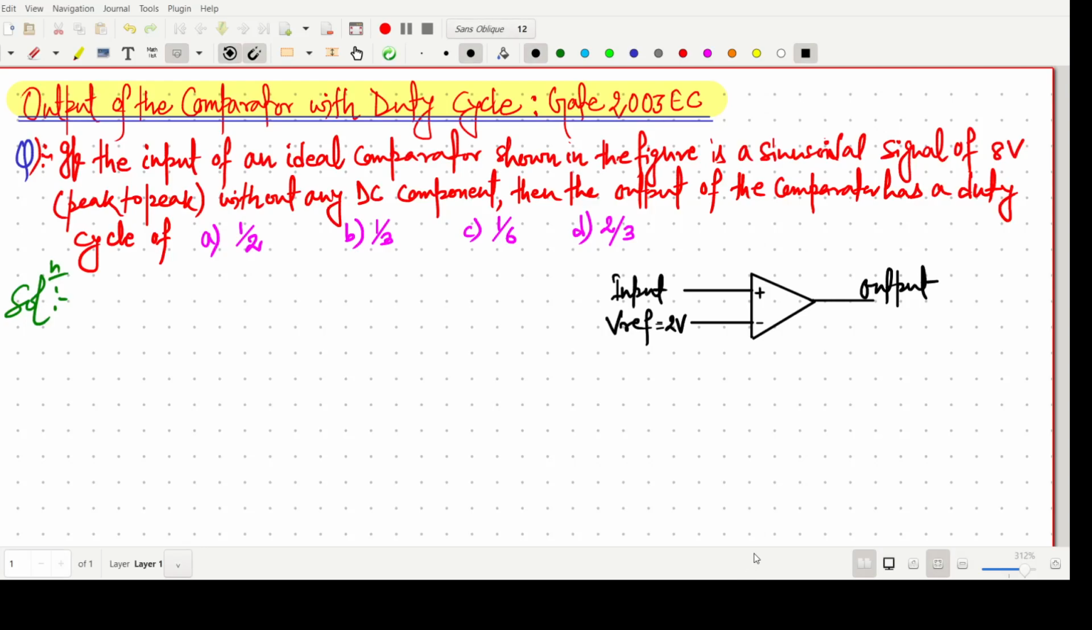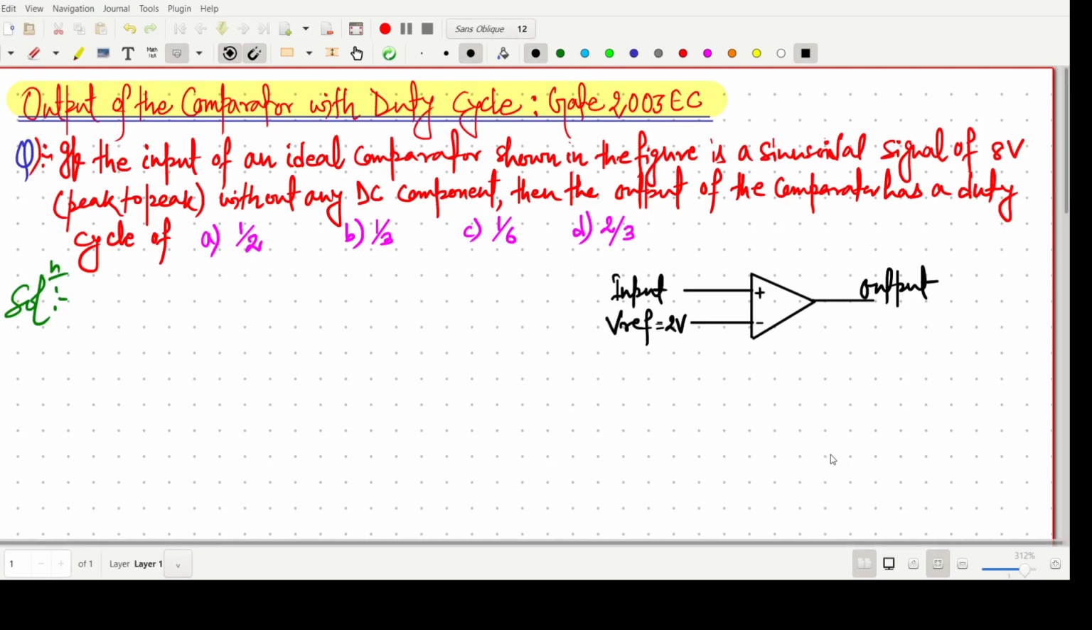Welcome everyone. In this video lecture, we will solve a GATE 2003 EC question which is based on the output of the comparator with duty cycle. So basically we have to find the duty cycle.